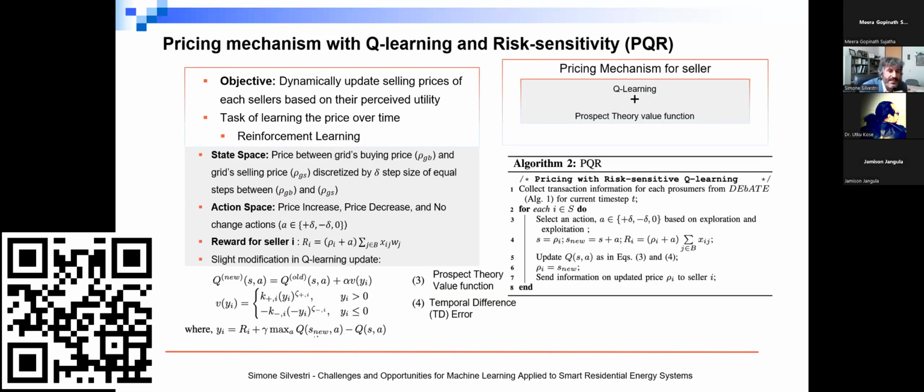So users may decide to sell their energy at a certain price, but they do not really know what is the best price to sell. So what would be a competitive price for the market?